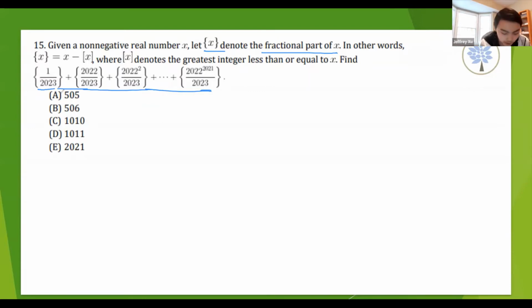But the other thing you'll notice is we have 1 over 2023 plus 2022 over 2023 is equal to 1. And if we keep pairing up the terms like this, we get 2022 over 2023, 2022 squared, sorry, and 2022 cubed.